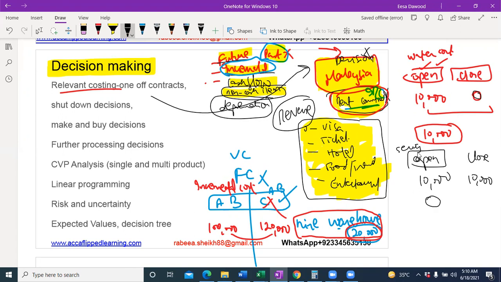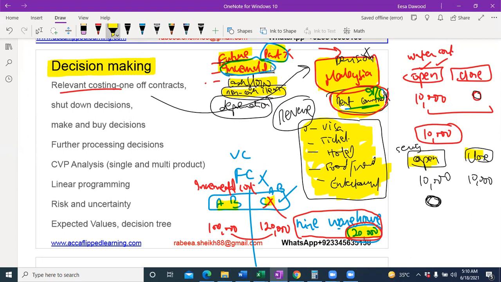It would be 0. You see, there should be a change in the cost. From 0 here it went to 10,000, but here earlier it was, if I close it, it is 10,000. If I open it, it is 10,000. So there's no change in the cost. So you understand the incremental for both options, you need to weigh. For both options, you need to see whether there is any incremental cost.